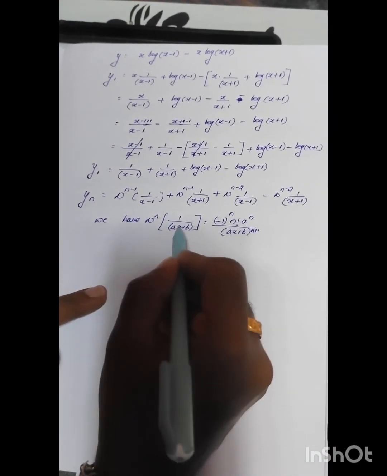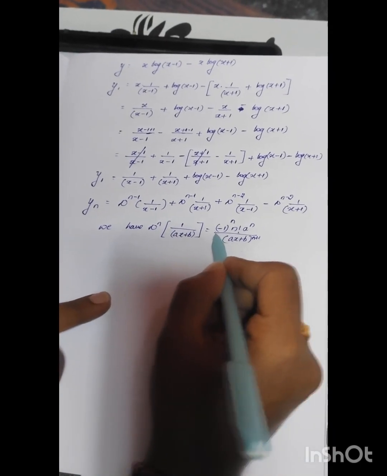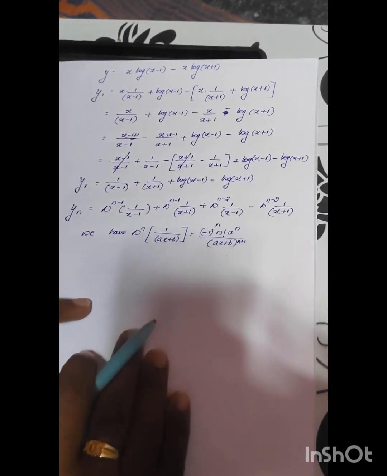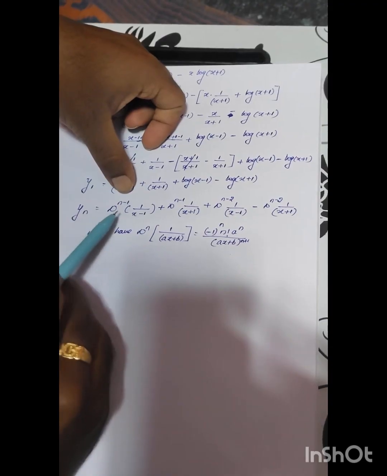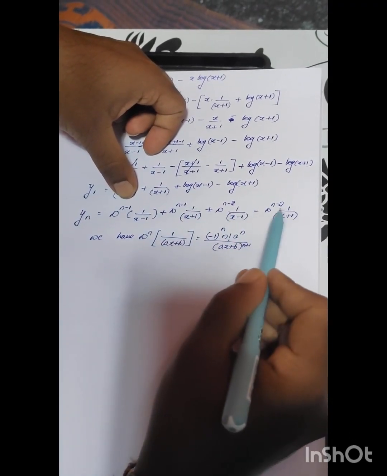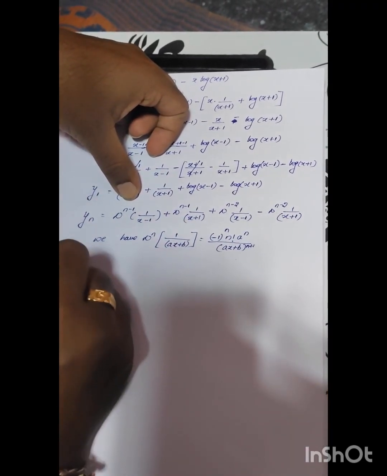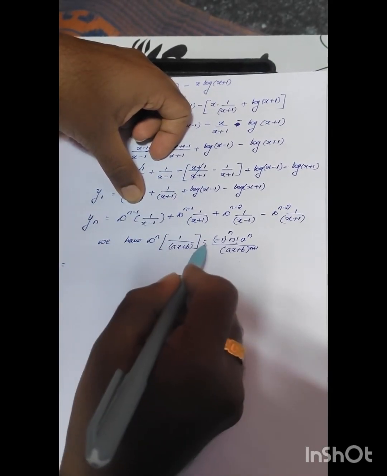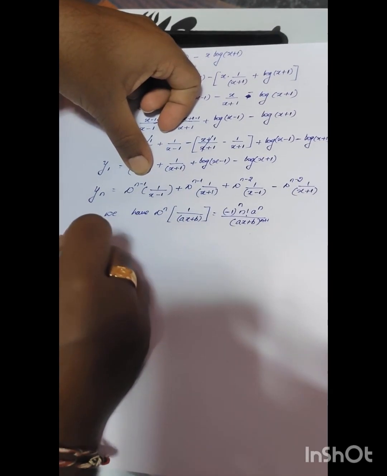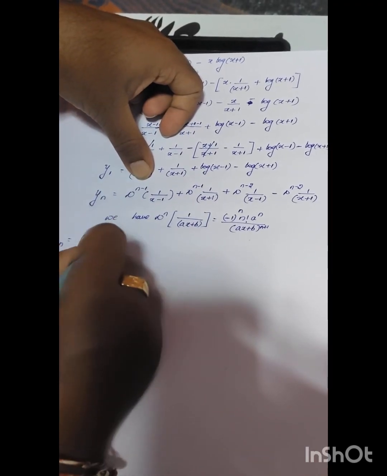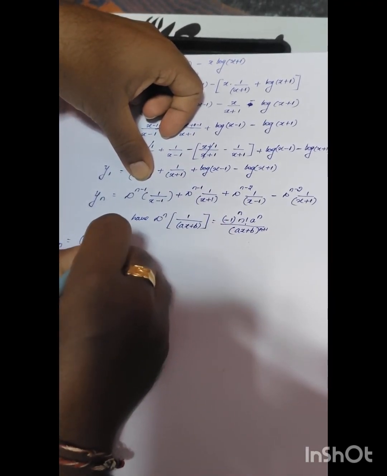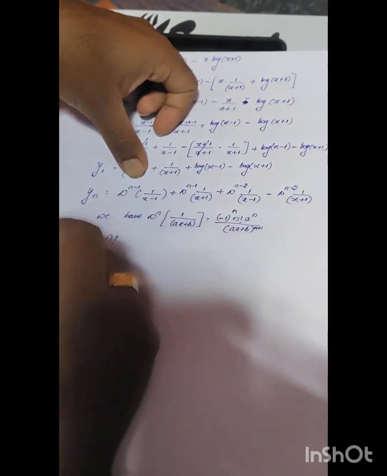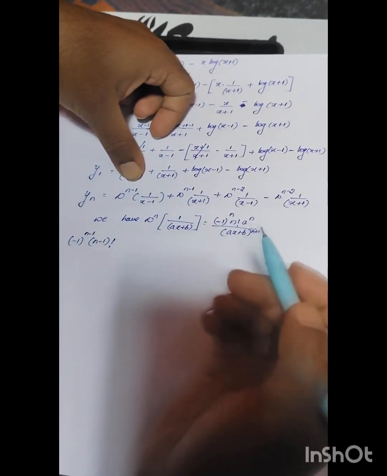So nth derivative of 1 over ax plus b is nothing but minus 1 raised to n, n factorial, a raised to n, divided by ax plus b raised to n plus 1. So we have to take the n minus 1th derivative for the first two and the n minus 2th derivative for the last two terms. So what happens? Yeah, so our yn will now become, so 1 over x minus 1, right? So now this will become minus 1 raised to n minus 1, and n factorial we have to write as n minus 1 factorial, and here the value of a is 1, so I need not write that because 1 raised to n is 1 itself.